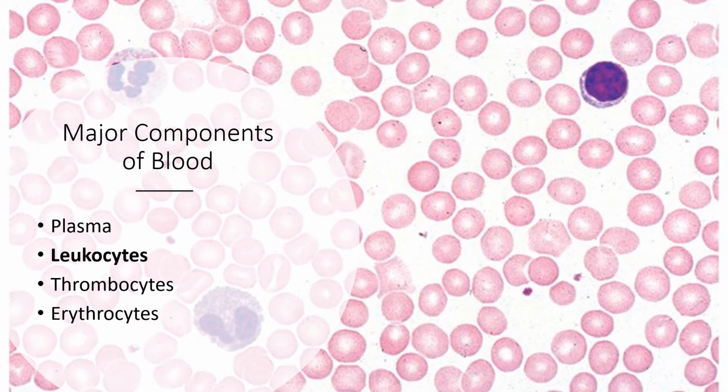When you look at a blood smear like this, the big purple guys that you see here in the background too are all different kinds of white blood cells. They're large, they're mobile, and you find lots more of them in the blood when somebody has an infection.